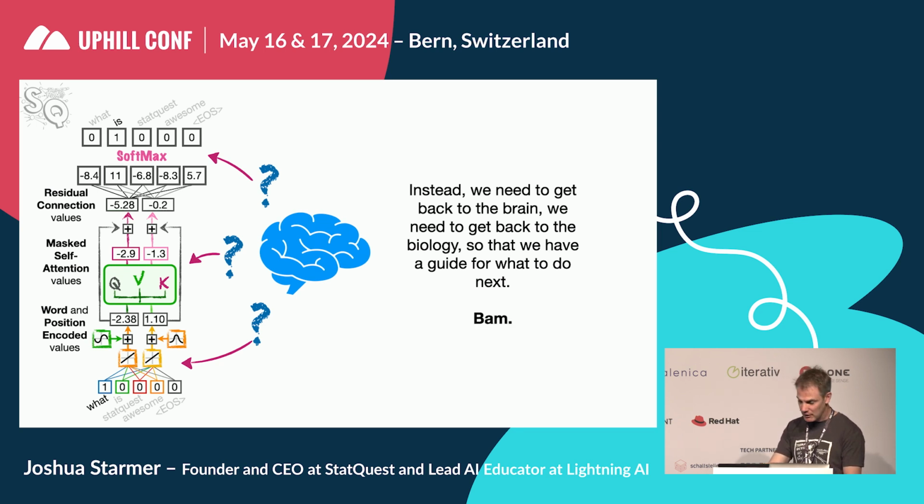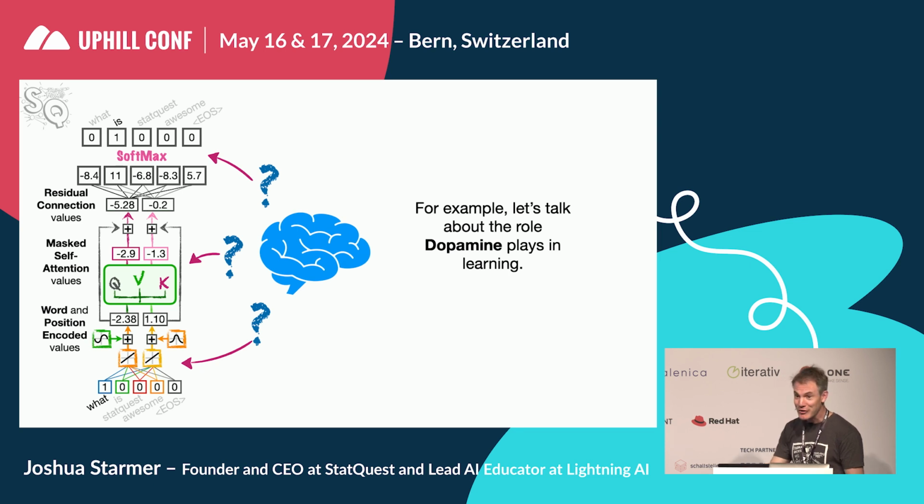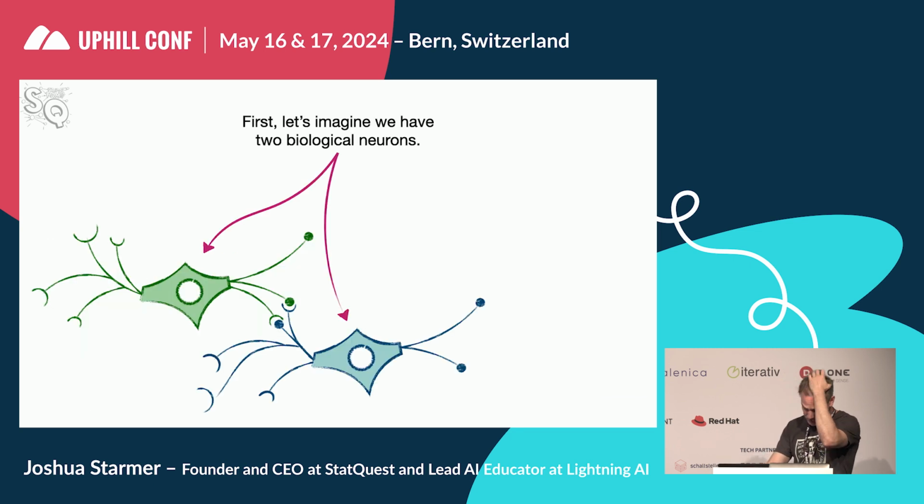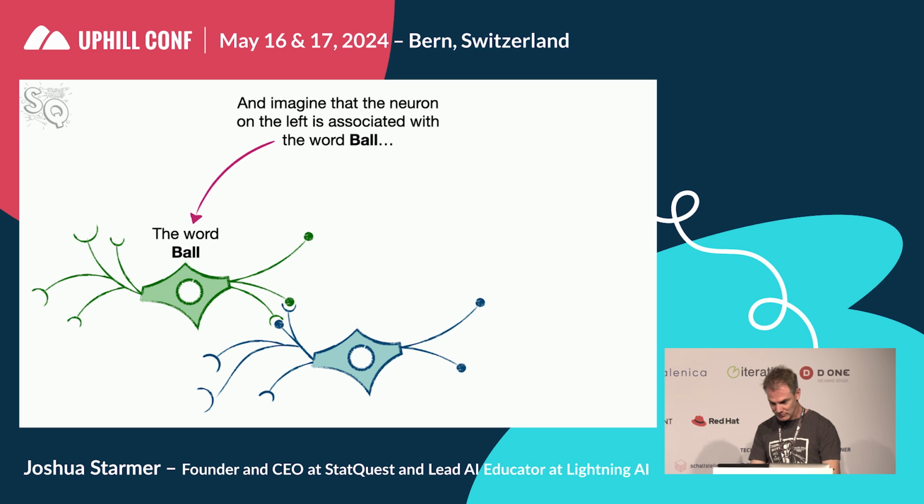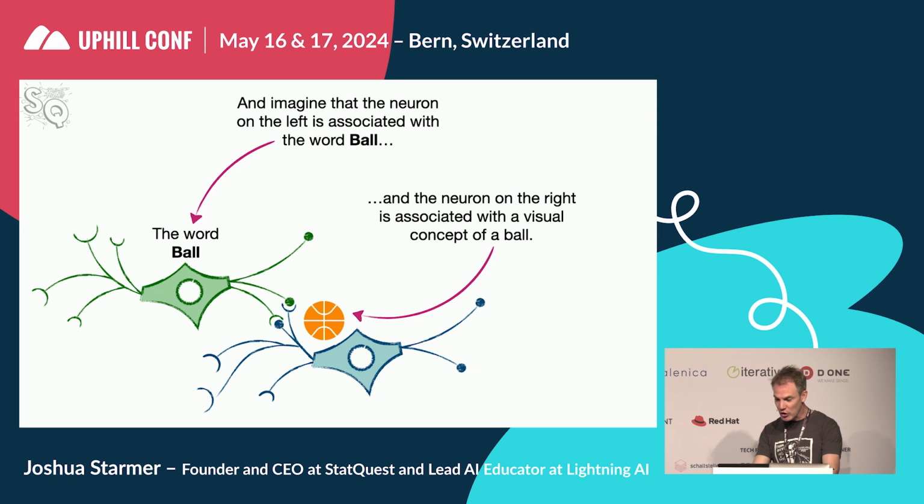Bam. For example, I'm not just going to end on a downer like that, like wah wah. For example, I'm going to give you some ideas of what could happen next. So these are things we might be able to look forward to in the future. So let's talk about the role dopamine plays in learning. First, let's imagine we have two biological neurons. And imagine that the neuron on the left is associated with the word ball. And the neuron on the right is associated with a visual concept of a ball.